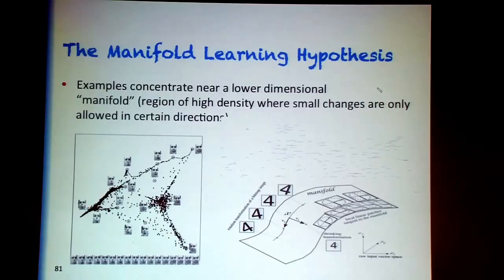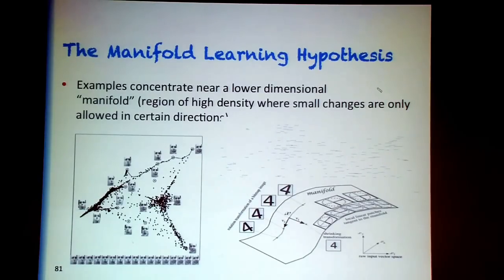In continuous spaces, you can think of these manifolds as sheets that can have arbitrary shapes. You can see an example here with faces, which undergo things like rotations or changes in expression. So if you move in data space, you make small changes and stay on some kind of surface. And if you think about objects like images of digits, you can stay in the regions of high density, images that are plausible, by doing things like rotating and scaling and so on.